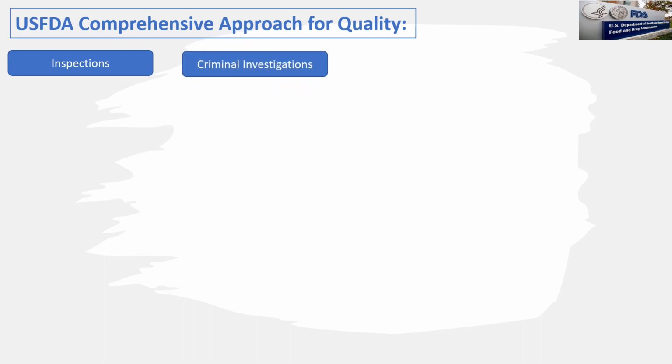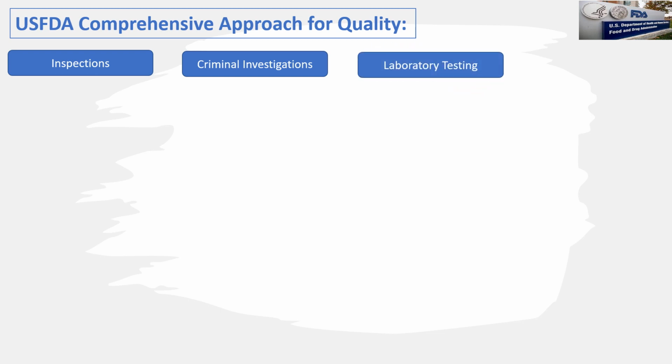So if you refer to the US FDA website, it states that US FDA has a comprehensive approach for quality, which is not only including the inspection and compliance part, but a wide range of aspects. The first one is inspections. The second one is criminal investigation. So whenever there is some issue or forgery identified, specific investigations are carried out by the criminal investigation departments.